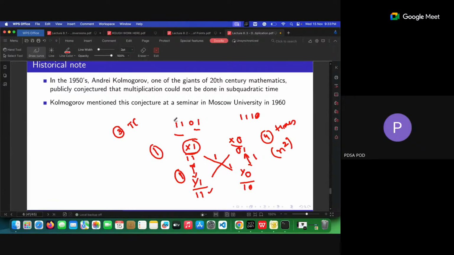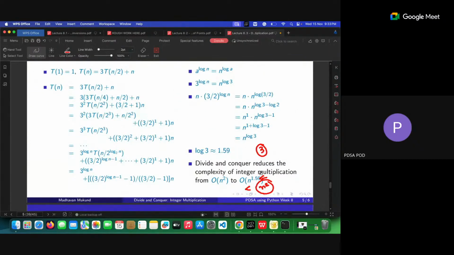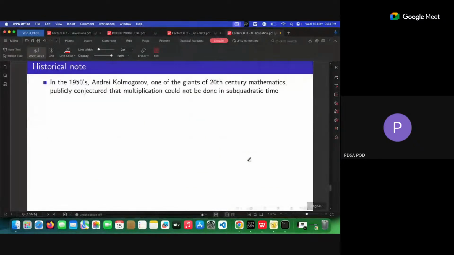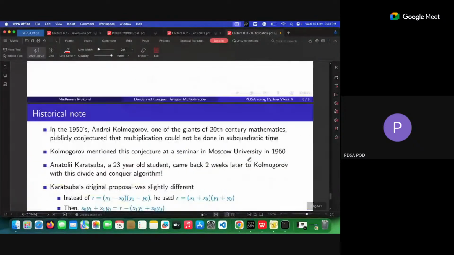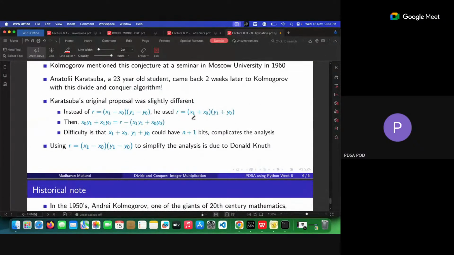So 3 multiplications means log 3, which means n to the power of 1.59. That is not much better than n square, but it is somewhat not reaching n square. That is why you do the subtraction. Actually, Karatsuba doesn't mention subtraction, he mentions addition only. But addition creates an additional carry: adding 2 bits or 2 numbers will generate another carry.